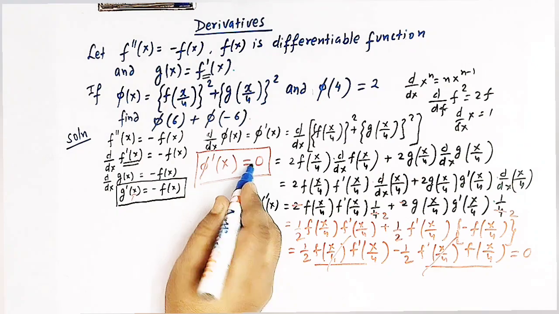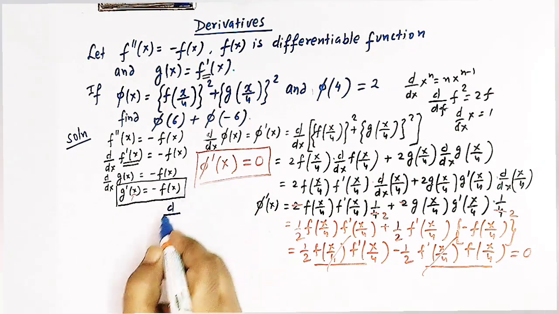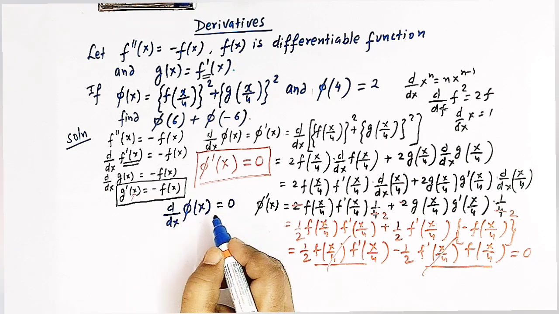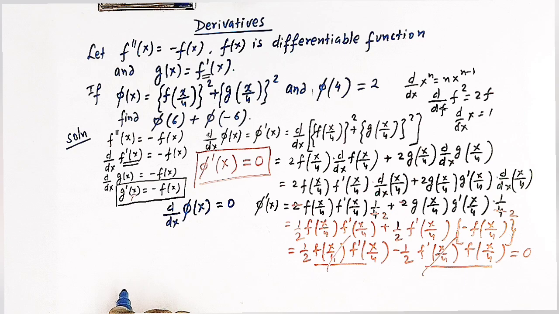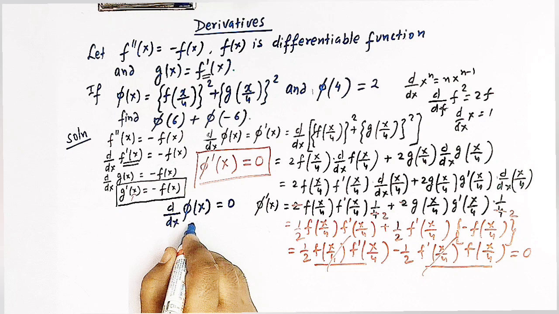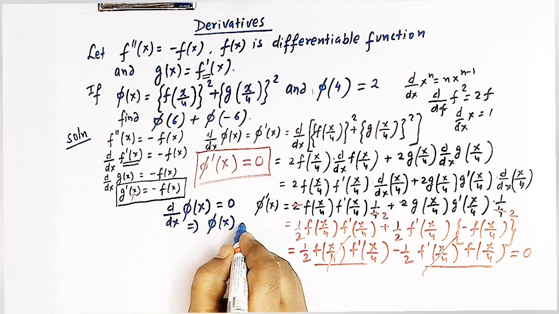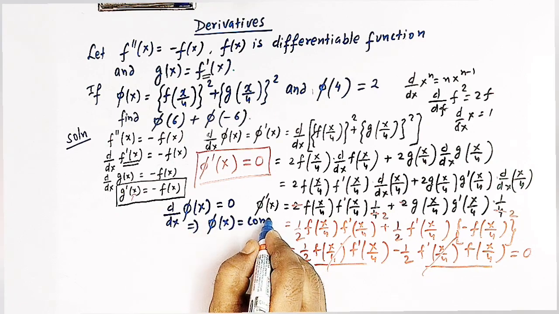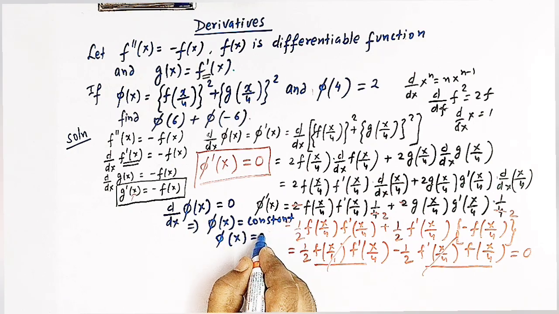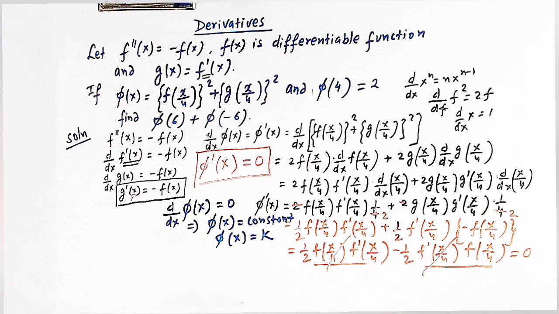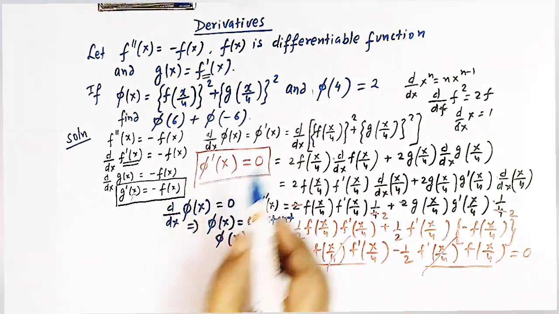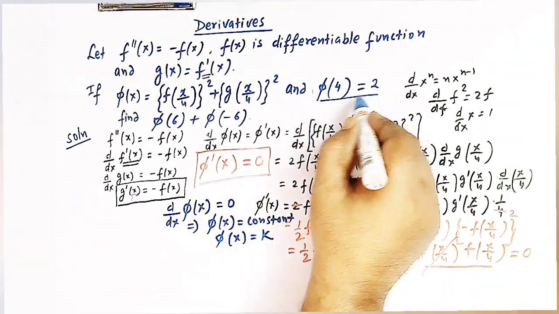So now f prime of x is equal to 0. So this suggests that d by dx of phi of x is equal to 0. And we know that if the derivative of a function with respect to the variable is equal to 0, then the function is said to be a constant function, right? So phi of x is a constant function, and we can now write phi of x is equal to some constant, say k, right? And here we can see that we are given that phi of 4 is equal to 2. So now it is time to use this result.